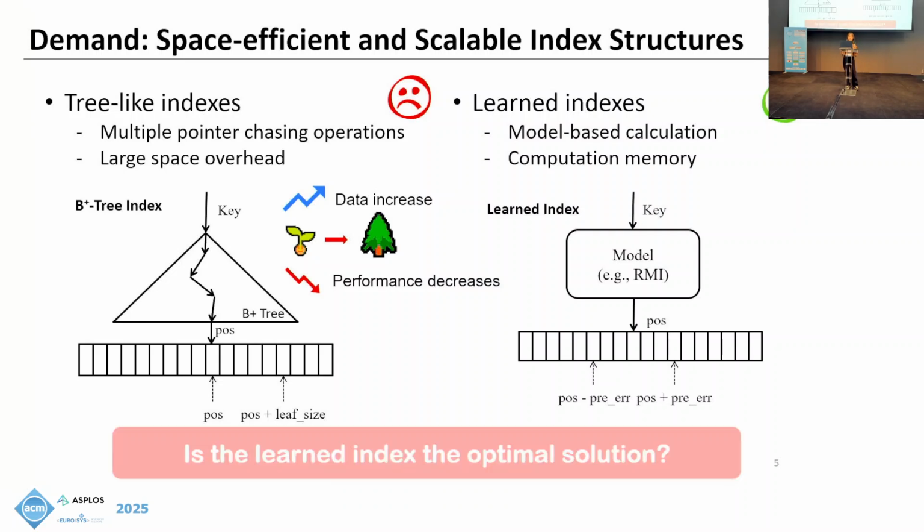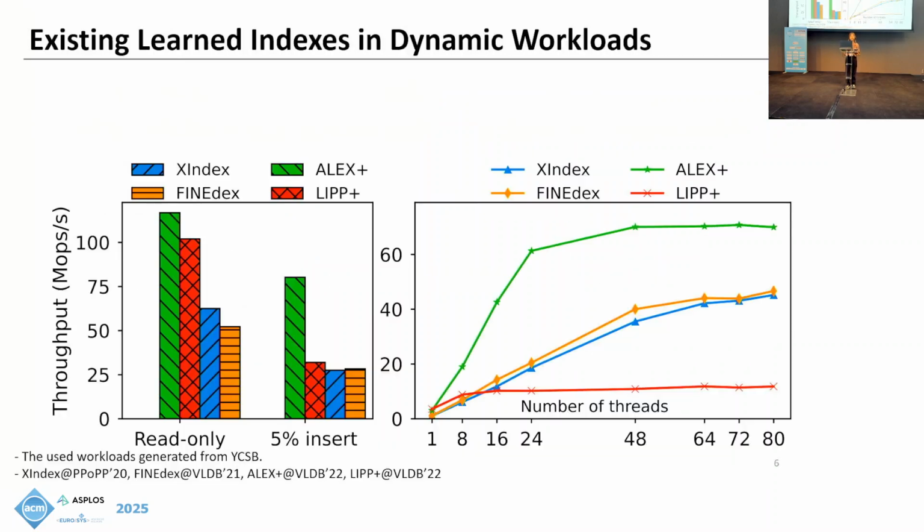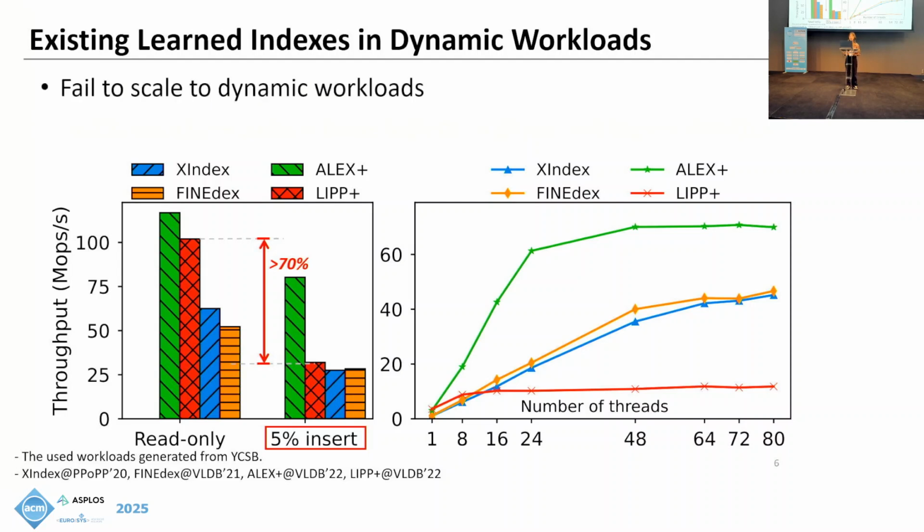So we wondered, is the learning index the optimal solution? We then evaluate the performance of existing learning indexes in dynamic workloads. The left figure shows the performance in read-only and read-most workloads with 24 threads. We can see when we just slightly increase the insertion operations, just 5%, the performance of existing learning indexes decreased by about 50% on average, and for one of them, it even dropped by 70%. So we can say that existing learning indexes failed to scale to dynamic workloads.